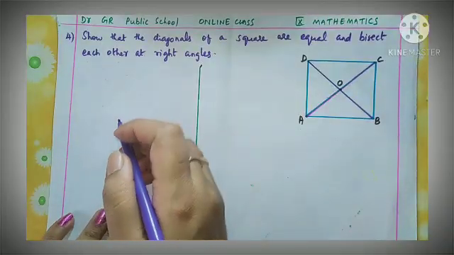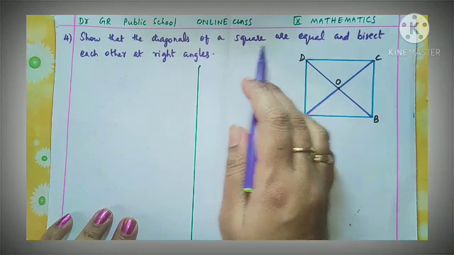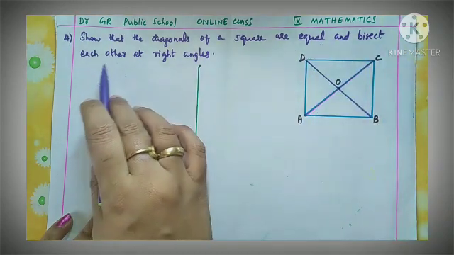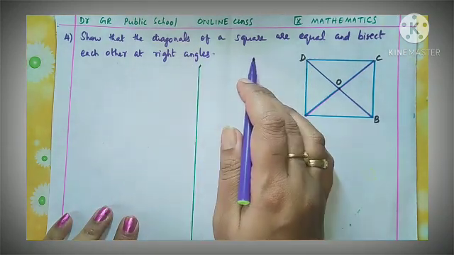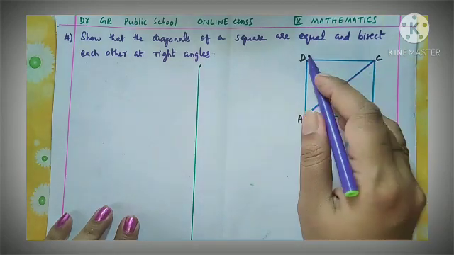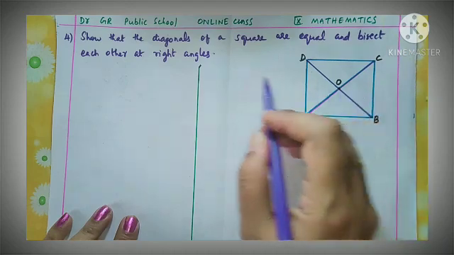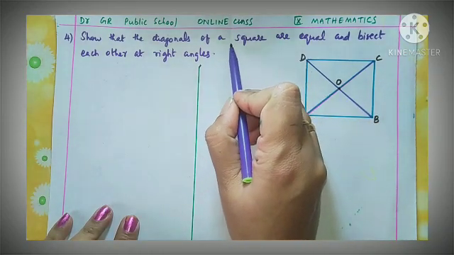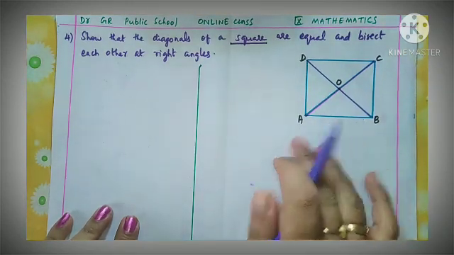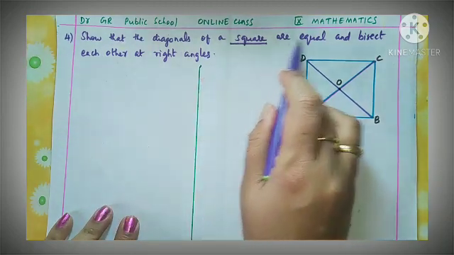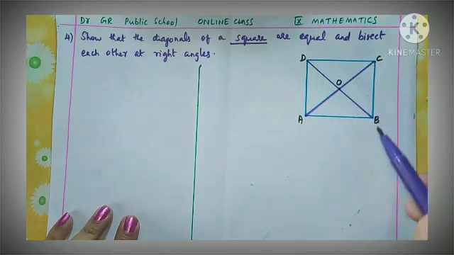Now listen the fourth question of today. Show that the diagonals of a square are equal and bisect each other at right angles. Okay, so show that the diagonals of a square. So here given it is a square. ABCD is a square. Okay, and we want to prove, so only this information is available. This is a square. ABCD is a square only we know. What do you want to show? Show that the diagonals are equal. So we want to show here the two diagonals AC and BD are equal.